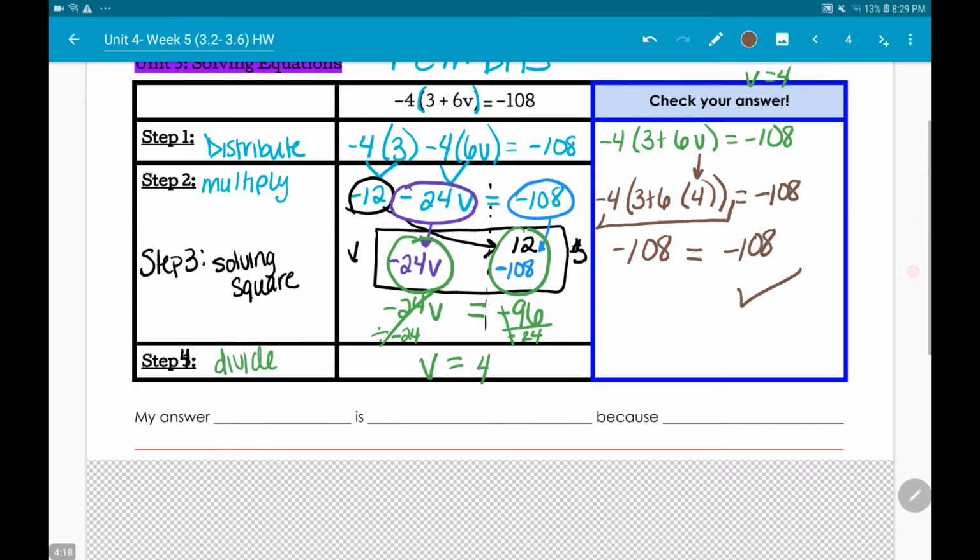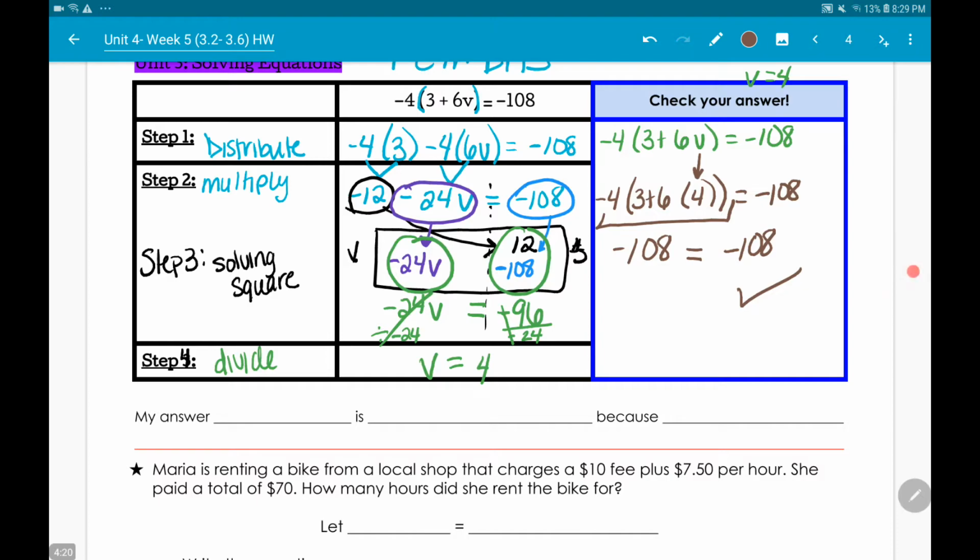And remember, we had this little blurb to fill out. So my answer, v equals 4, is either correct or incorrect. Here, we got it correct because both sides of the equation are balanced. And by balanced, we just mean they are equal on both sides.